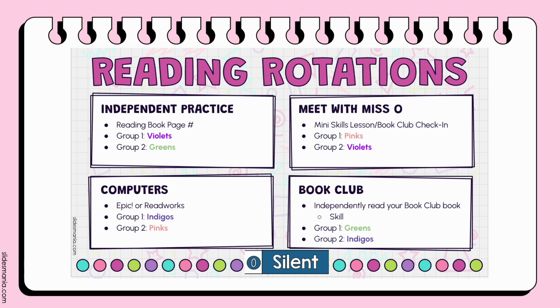Similar to my RTI math time, reading rotations are split into 4 activities with 2 groups in each. Some students will be working in their reading book or completing a worksheet, others will be meeting with me, some will be on their computers, and then others will be reading level texts for their book club, which is really good for your high students.